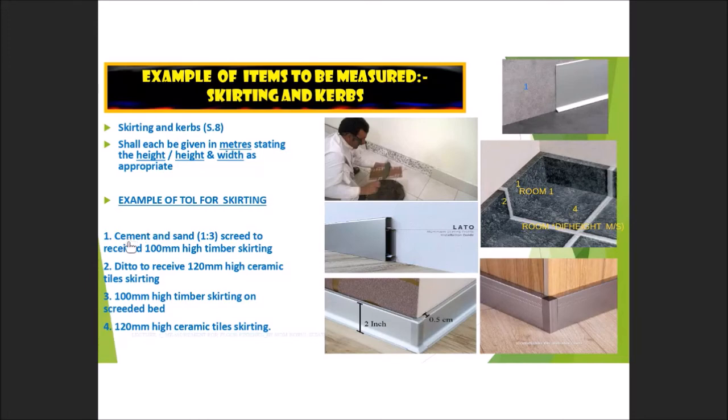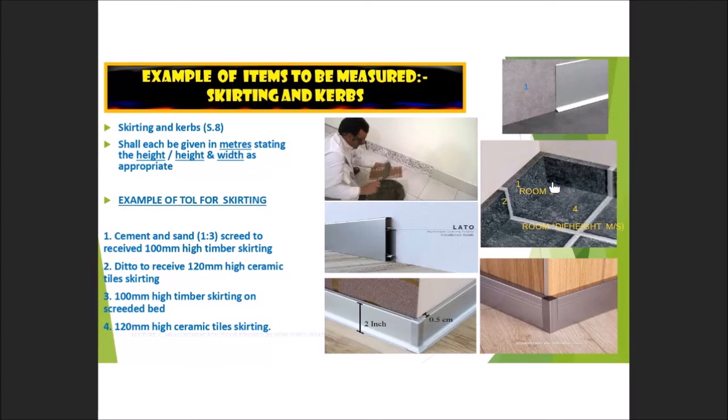Okay, look at number 1 and number 2. Number 1 and number 2 have the same group of work, screeding. But number 1 is to receive 100 mm height timber skirting. The second one, the height is different and the material also different. So you have to measure separately. Remember, for the screed to receive different material, you have to measure separately.